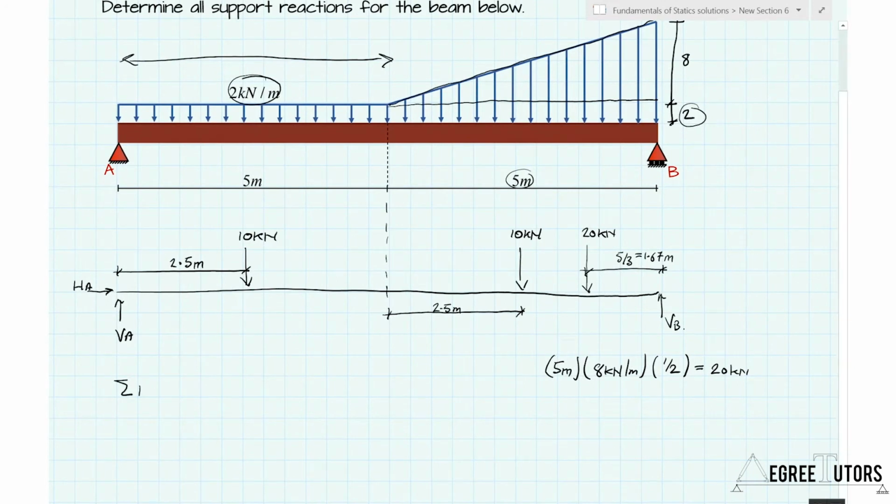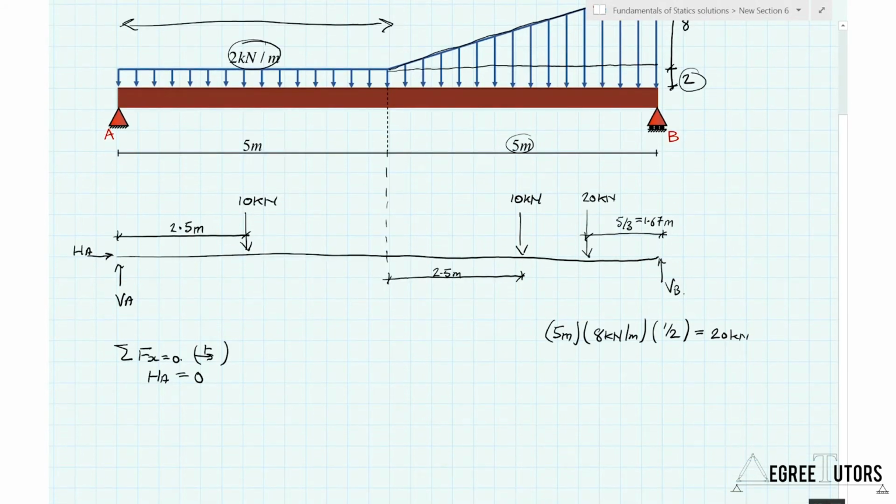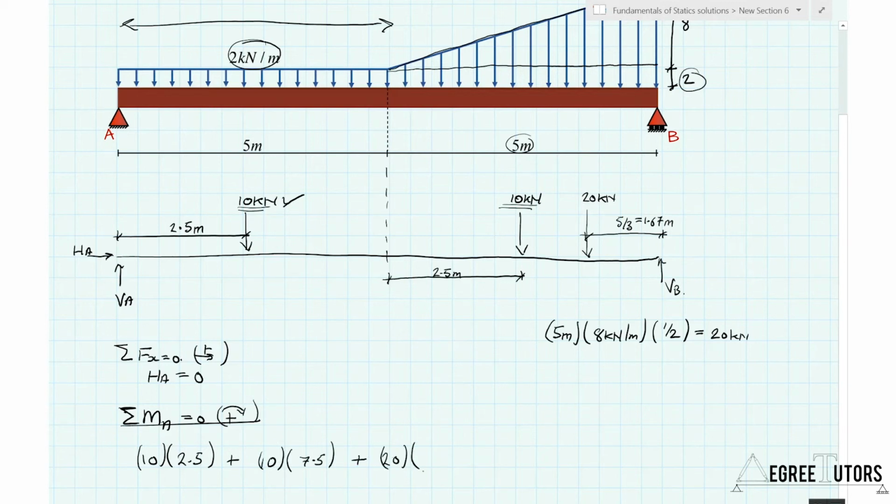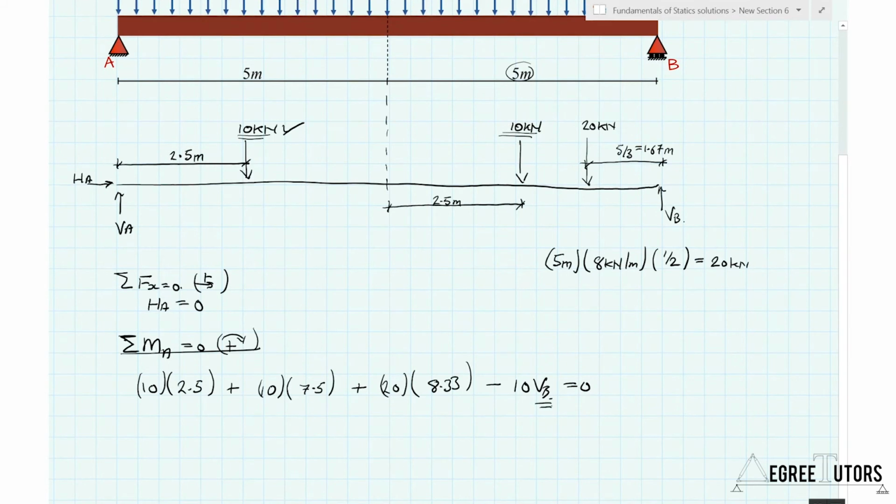So we can jump straight in and say the sum of the forces in the x direction equals 0. Hopefully at this stage, we can recognize that HA is equal to 0. No externally applied horizontal forces. Okay, now let me see. Let's take the sum of the moments about point A in order to get VB. VB is the only unknown, and so VB is equal to 26.7 kilonewtons. And again, the positive number means it's in the direction we assumed, which is upwards.